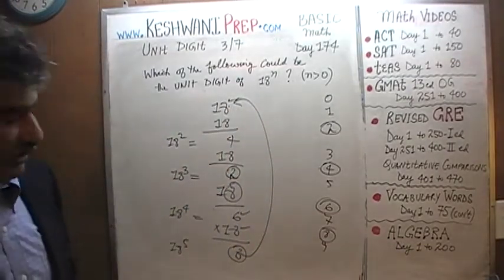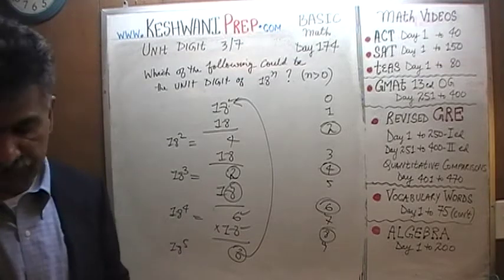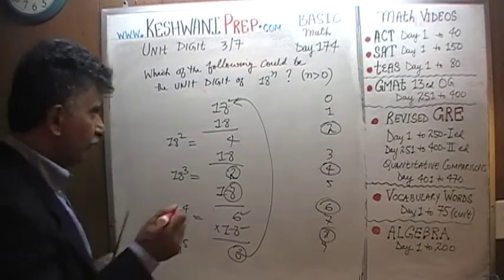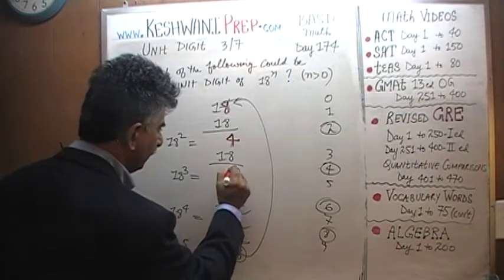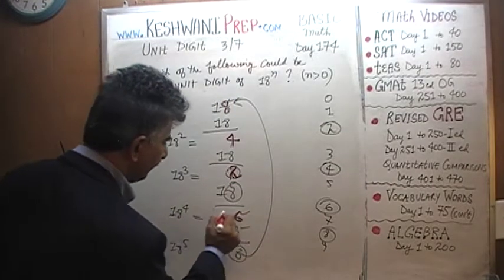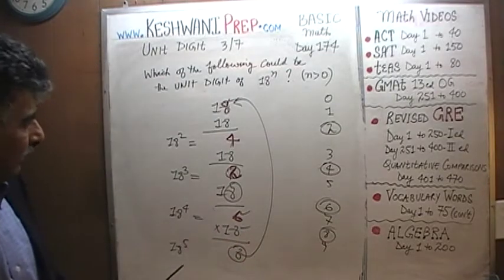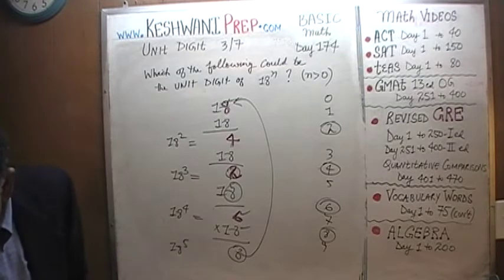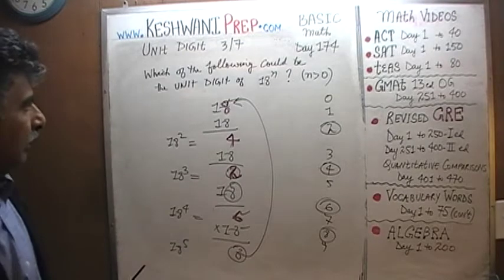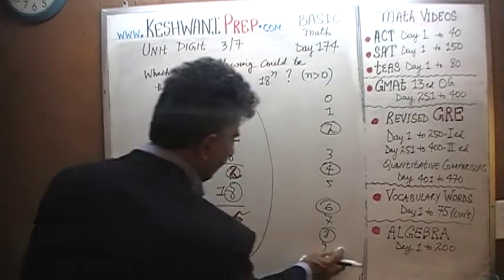The pattern will repeat, it cannot go on forever, and it will repeat very fast actually, you just have to figure out what the pattern is. So here the pattern is 8, 4, 2, 6, 8, 4, 2, 6, 8, 4, 2, 6, and so on and so forth. Now let's do one more question, shall we? Here's a new question.